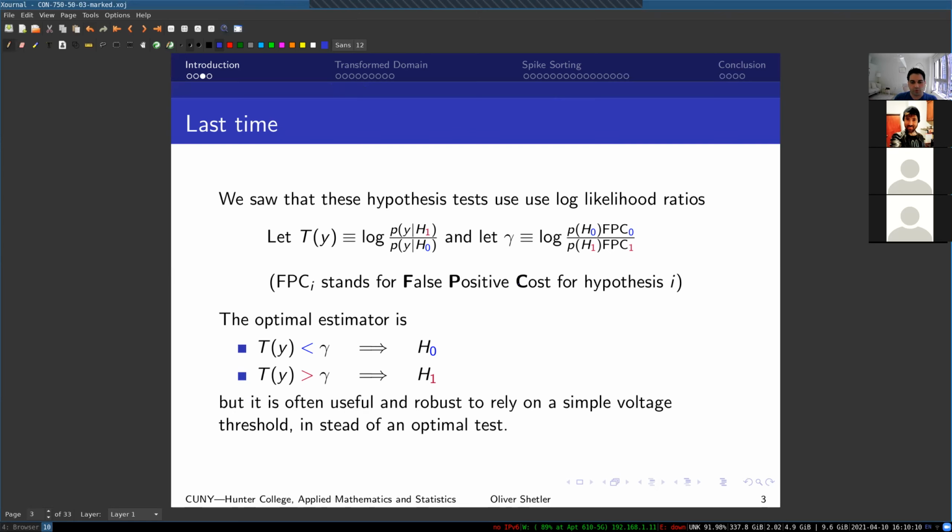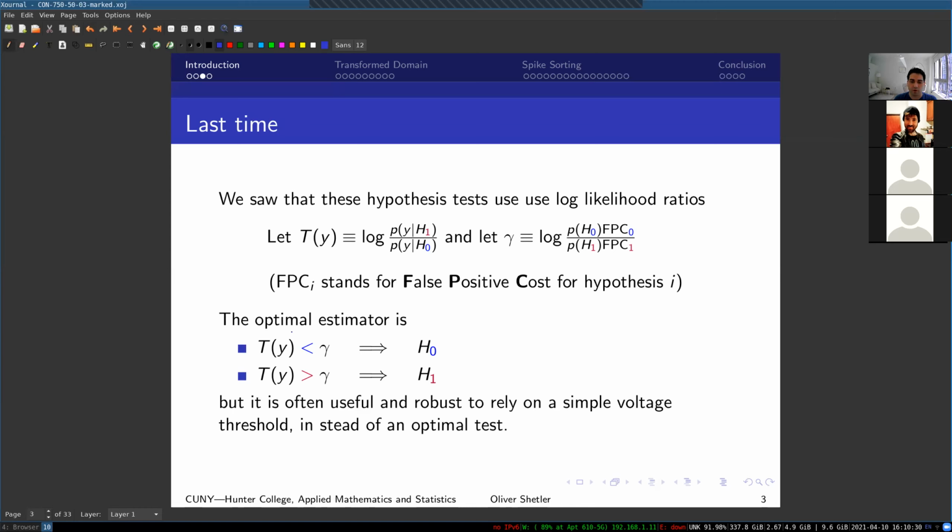anyway, it's often useful and robust to rely on a simple voltage threshold because we can get a lot faster, cheaper computation. This is often useful for doing computations on a chip that might be implanted in the brain, which oftentimes doesn't have a very large computational budget.